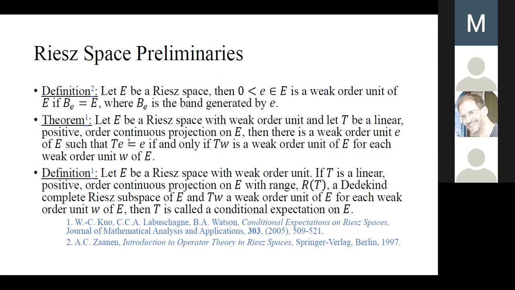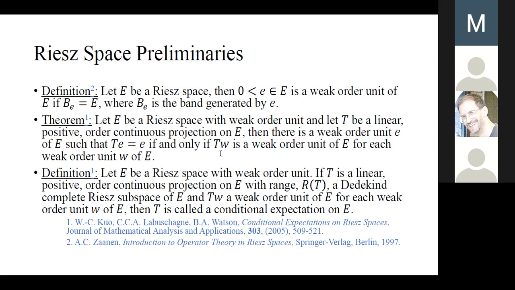This theorem says that in a Riesz space with weak order units, if we have a linear positive order continuous projection T, then there's a weak order unit e with e equal to Te if and only if T maps weak order units to weak order units.